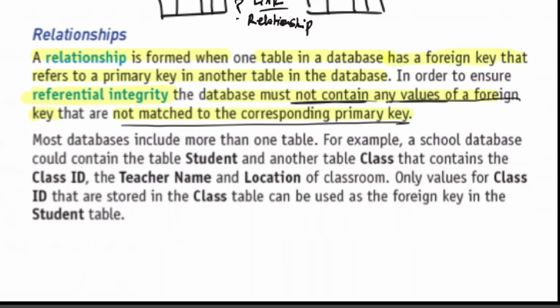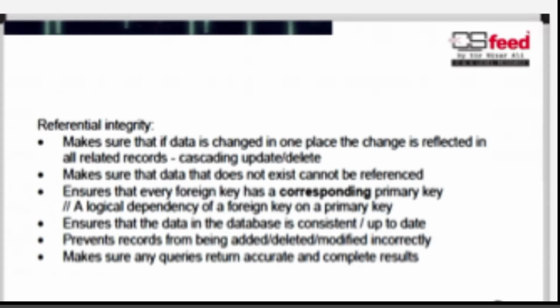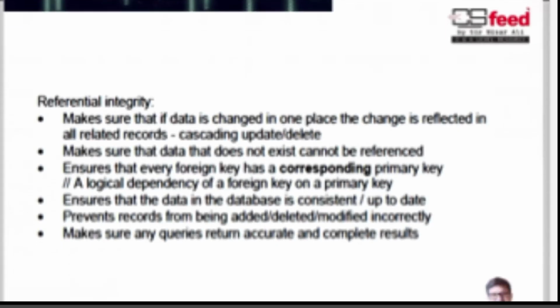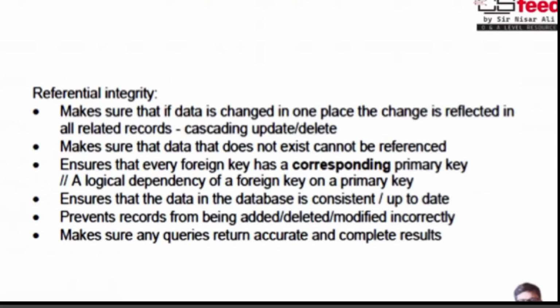Most databases include more than one table. A school database could contain the table student and another table class that contains the class ID, the teacher name, and the location of the classroom. One value for the class ID that is stored in the class table can be used as the foreign key in the student table. Okay, let me explain referential integrity in a little more detail.